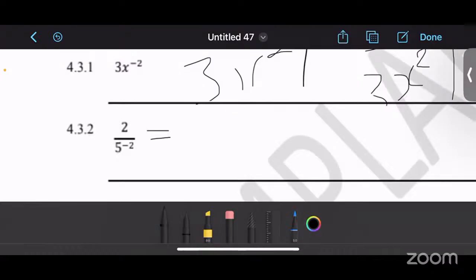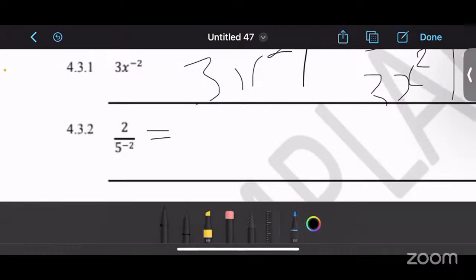I said 2 over 5 to the power of 2, ma'am. Now it's positive. How did it become positive? Ma'am, I said 1 over 5 to the negative 2, which makes it positive. You said 1 over, but you never told me about the 1 over thing, 1 over 5 to the power of 2. When did you tell me about that? Let's restart it. Okay, ma'am.